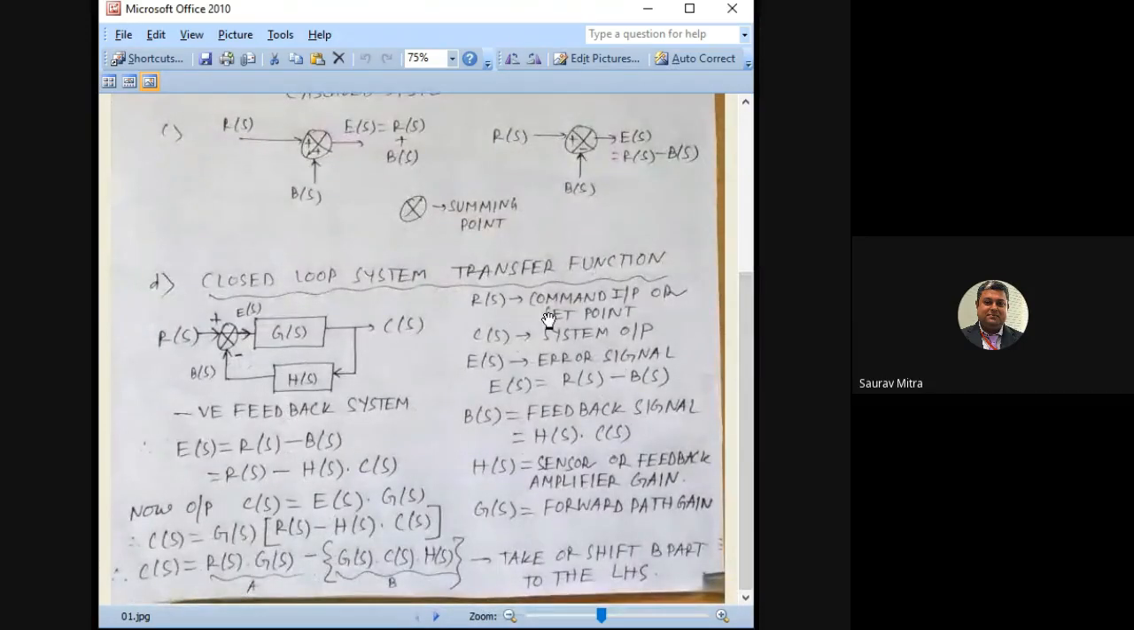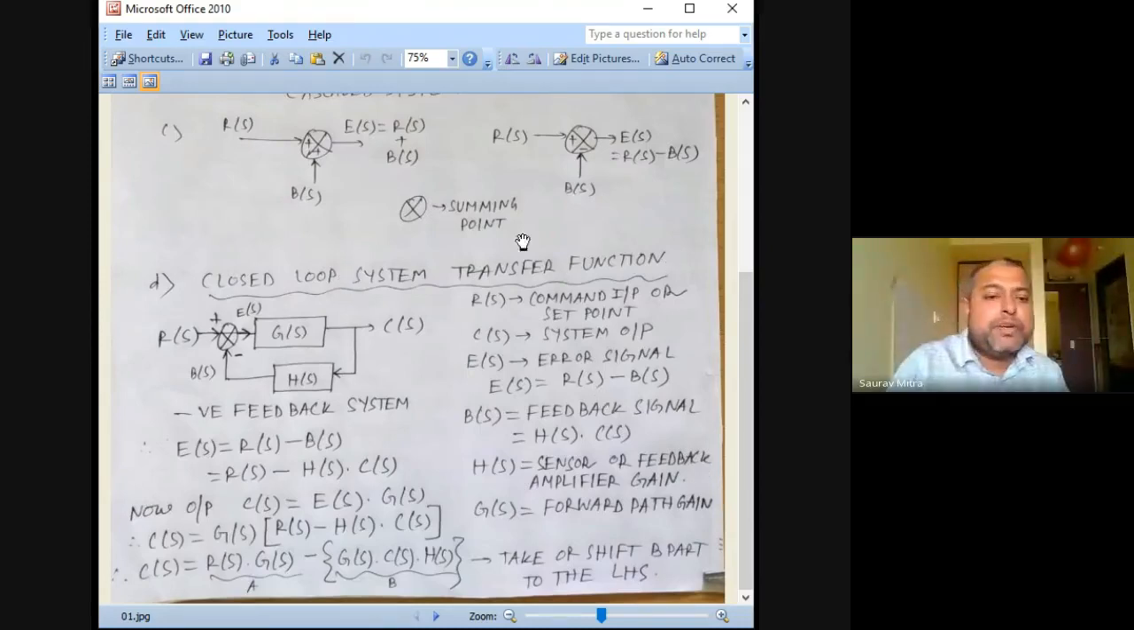Now this is a proof. We have done this proof last day, but again we will be doing it today. What we are doing is there is a closed loop system, and we have to find out the transfer function. So input is R(s), output is C(s). There is a sensor, there can be an amplifier, feedback gain is given by H(s), and B(s) is the feedback signal. So we know that B(s) equal to C(s) into H(s).